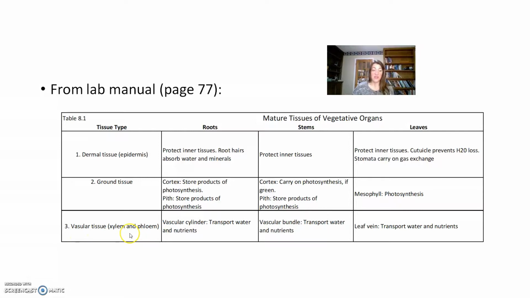Vascular tissue, which is specifically xylem and phloem. In the roots, we call it a vascular cylinder, okay? It transports water and nutrients. So all these are going to transport nutrients and water. The vascular cylinder in the roots. Vascular bundles, because there's more of them now, are going to be in the stems, and the leaf vein is going to be in the leaves. So make sure you guys know the names of those and all the functions here.